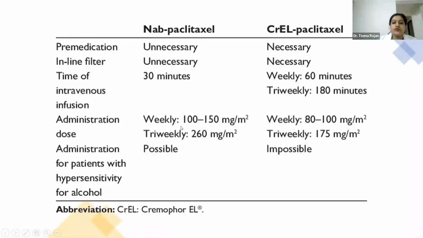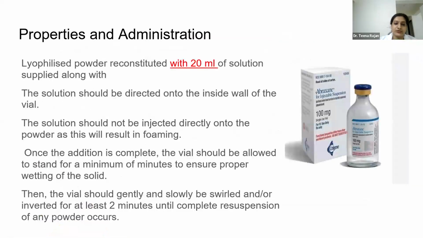Again, coming to dose, if you're following a weekly schedule, nab-paclitaxel is given at a dose of 100 to 150 milligram per meter square. For weekly paclitaxel, as you all know, it is 80 to 100 milligram per meter square. Tri-weekly nab-paclitaxel is given at a dose of 260 milligram per meter square, and tri-weekly conventional paclitaxel is given at 175 milligram per meter square.